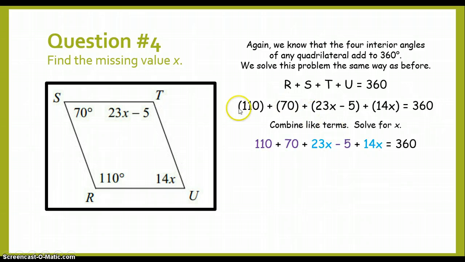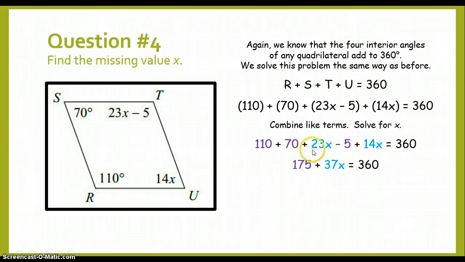So now basically this equation is just written again, but all of the constants are written in purple, and all of the terms with x values in them are written in blue. So now we know that we can combine the purple terms, which are the constants, so 110 plus 70 minus 5, and that gives us 175.